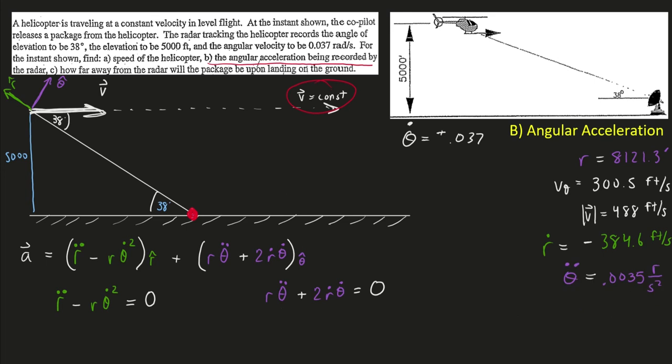Now looking at our r component, we know r, we know theta dot, so we could figure out r double dot, but they're not asking. They're asking how far away from the radar will that package be when it lands. Alright, so I'm just going to move on to tracking that package that was dropped.